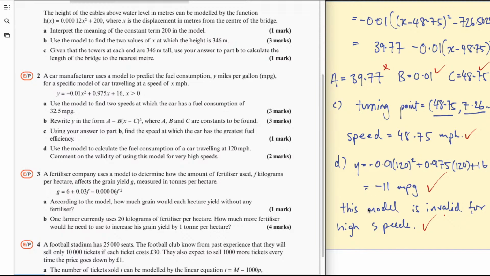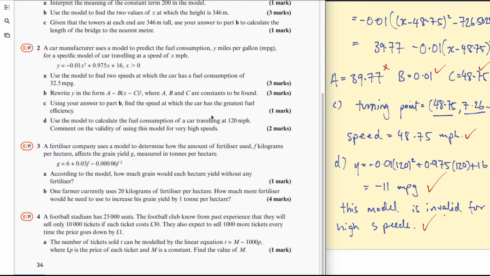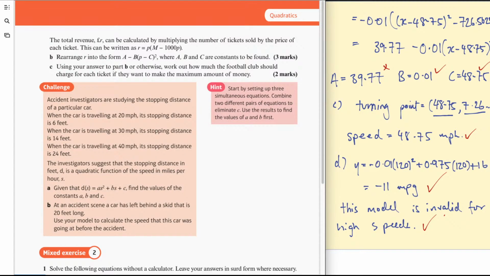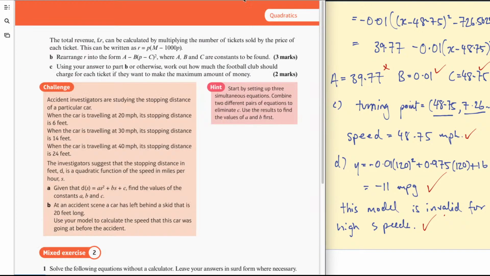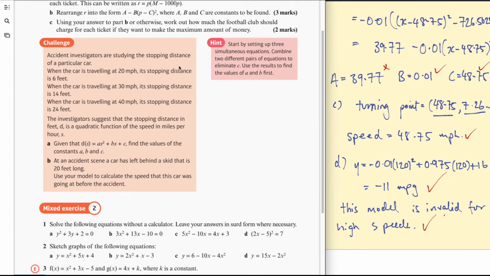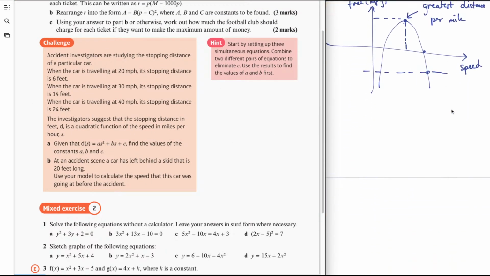And we also looked at how models are never perfect. So mathematical models are really useful, but they're not always perfect. For example, at high speeds, this model for fuel consumption is not valid any longer because they're getting negative miles per gallon. So that's clearly invalid. So there we go. I'll leave the others for you to have a go at. So there's question 3 and question 4, and then the challenge as well. Okay, we could give the challenge a go.